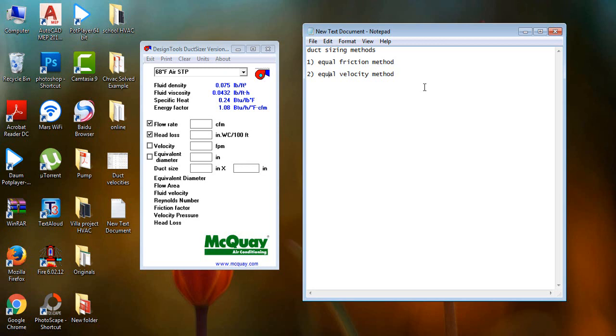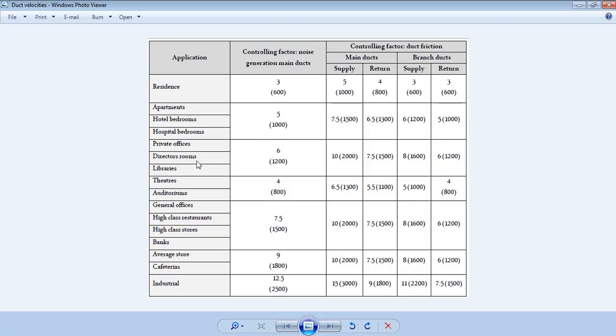Now how to get air velocity value? The recommended air velocity depends on the noise level permitted in the place. From this table, for example, banks, the recommended air velocity for banks, as the controlling factor is noise level, is 1500 foot per minute or 7.5 meter per second.